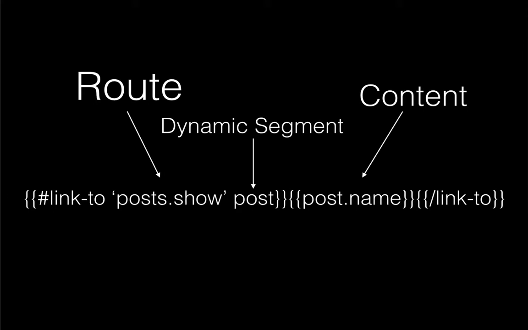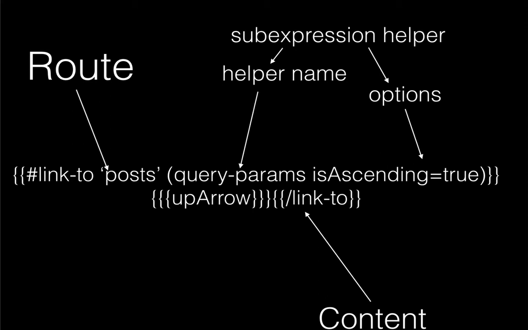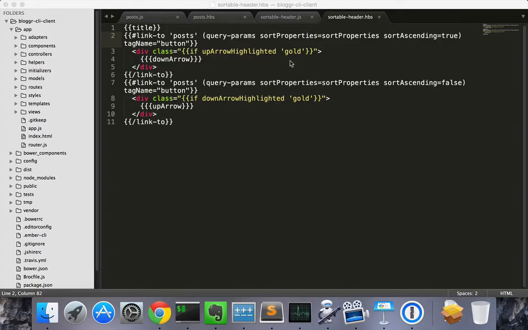To use query-params in link-to, we use a sub-expression helper in parentheses. It starts by naming the helper, in this case query-params, and then passing in values. Let's do that and pass in sort properties and sort ascending. Sort ascending is a Boolean, and it's just a plain Boolean true or false.